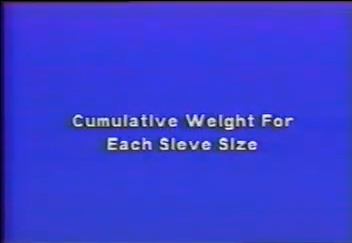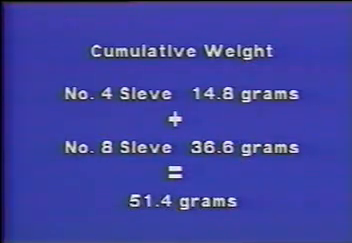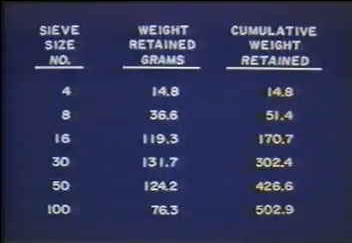Next, determine the cumulative weight of particles for each sieve size. The weight of particles retained on a given sieve is cumulative in the sense that any particles retained on a sieve with a larger opening would also be retained on that sieve, and therefore regarded as retained material. The cumulative weights retained for our sample are 14.8 grams for the number 4 sieve, 51.4 grams for the number 8, 170.7 grams for the number 16, 302.4 grams for the number 30, 426.6 grams for the number 50, and 502.9 grams for the number 100.